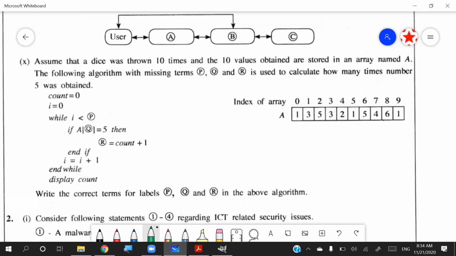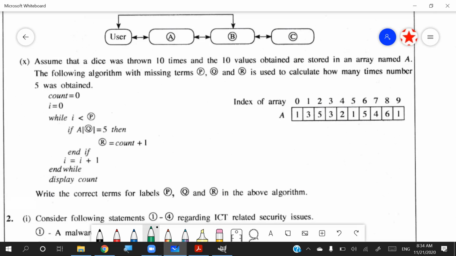That is what you need to understand. From 0 to 9, counting as numbers, there are 10. That means 10 values can be stored from 0 to 9. So what the requirement is, how many times the number 5 has appeared in here, right? They have taken count as 0, I as 1. So while I should be less than what? I is there, I is related with the what?